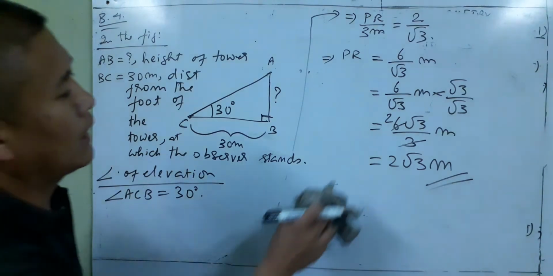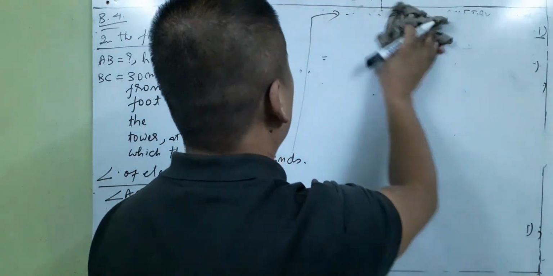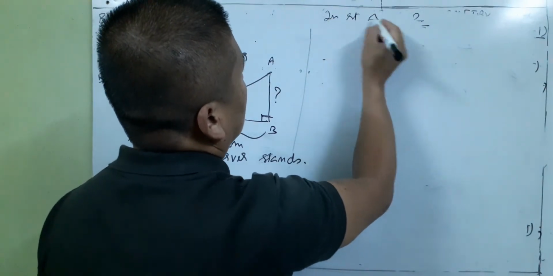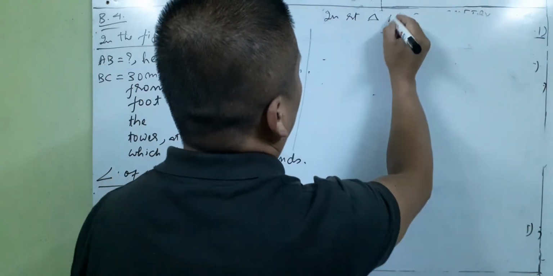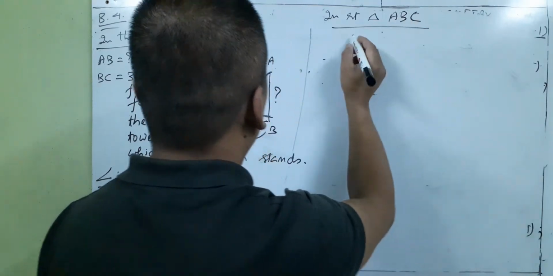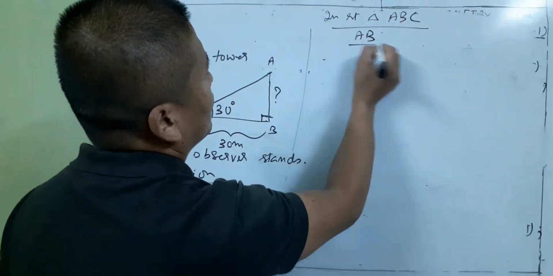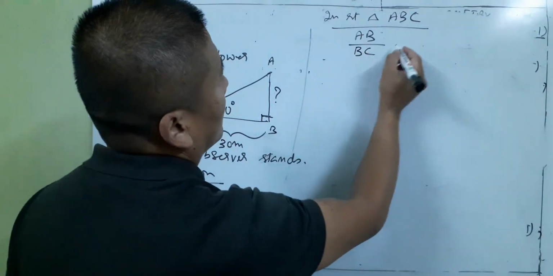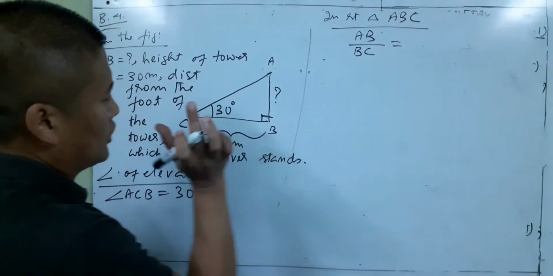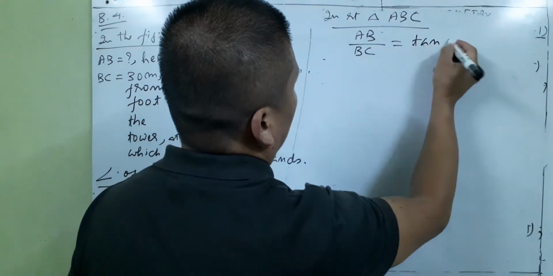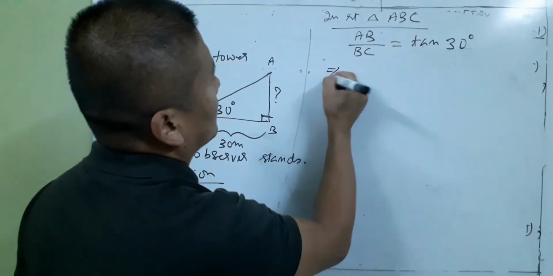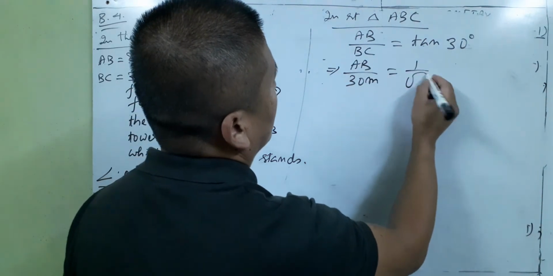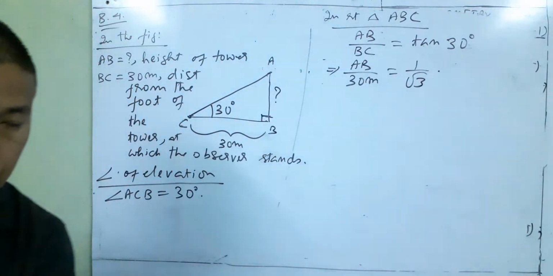We have to find the height of the tower. So I just write here in right triangle ABC. The height of the tower you want to find on numerator. The one given is not AC, BC. So write that BC known down. So opposite by adjacent, that is tan. Angle is clearly 30 degrees. So here AB by BC is 30 meters, and tan 30 is 1 by root 3. So the value is like that.